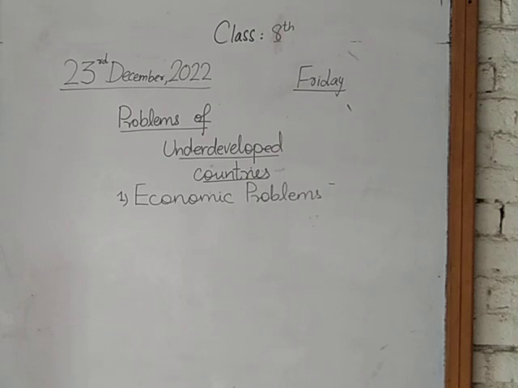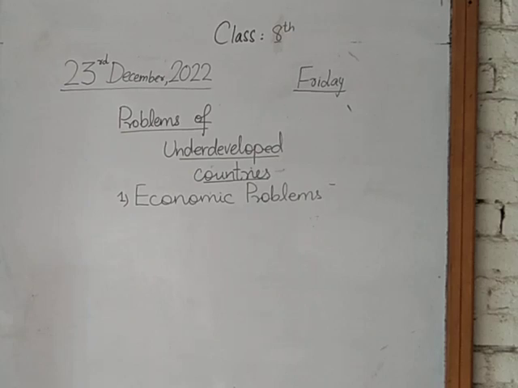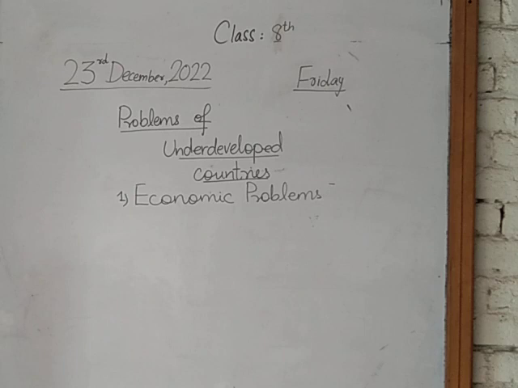So students, let's discuss the economic problems. In underdeveloped countries, the low per capita income forces the people to survive below the poverty line. So the main problem is low per capita income. The underdeveloped countries are not developing because of their low economic development, and they depend on rich and other developed nations. So why are the underdeveloped nations depending on developed nations? Let's discuss these reasons.